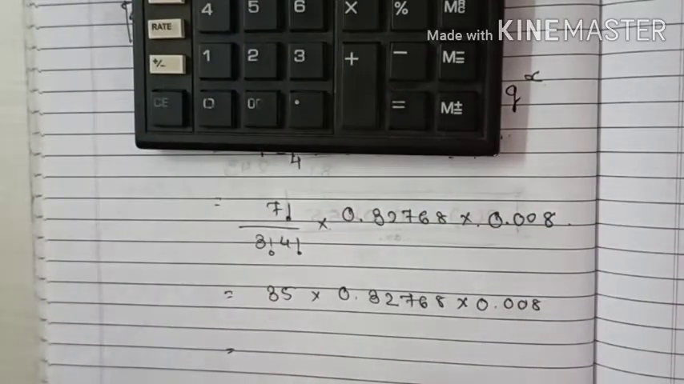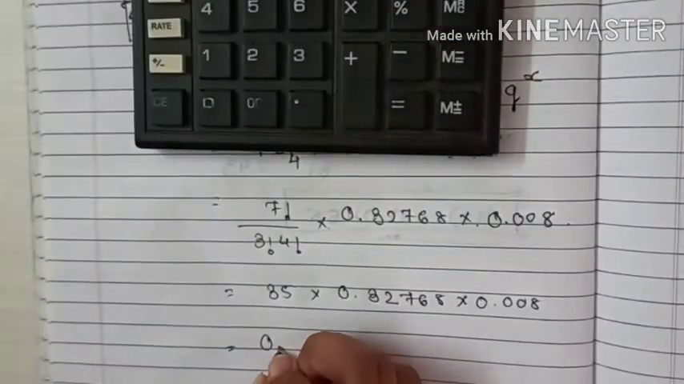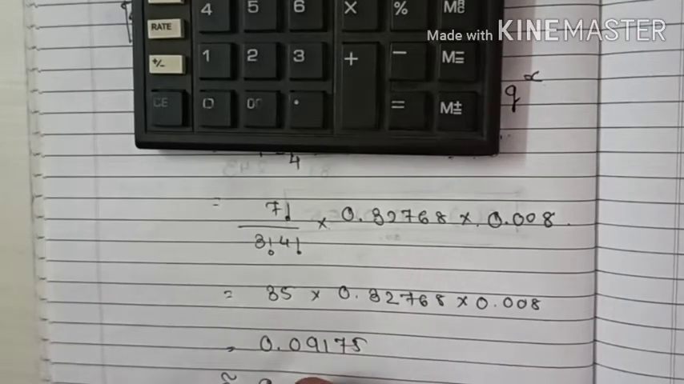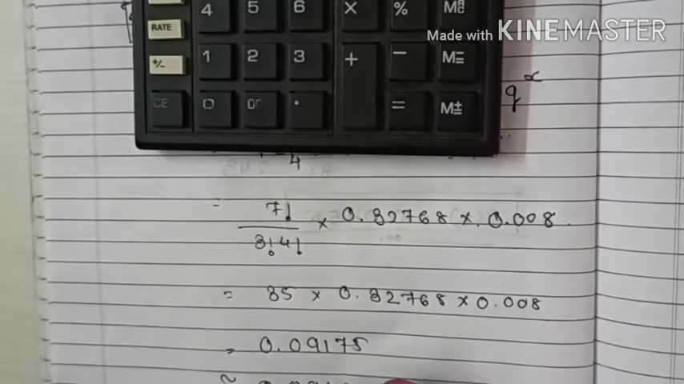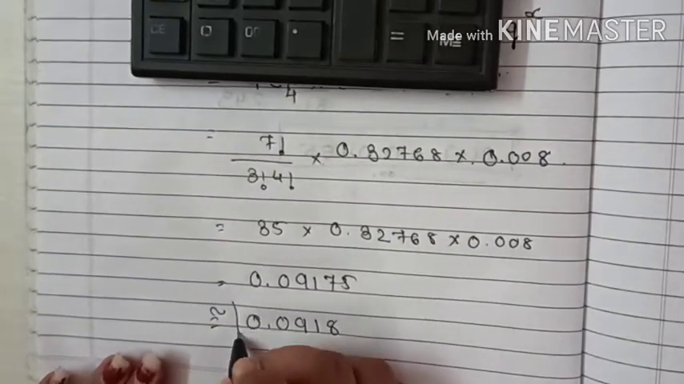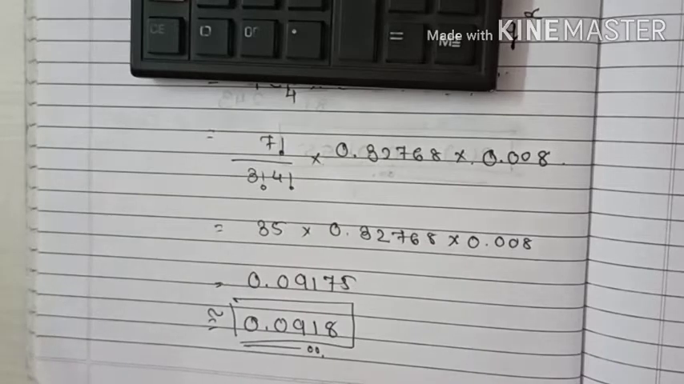Answer is 0.09175. We have round figure like this, 0.0918. Right? Understood the negative binomial.